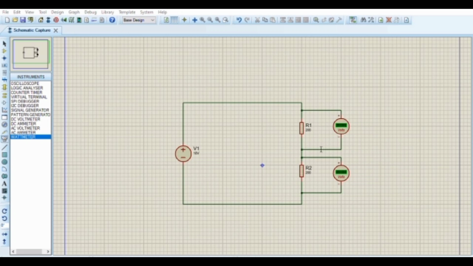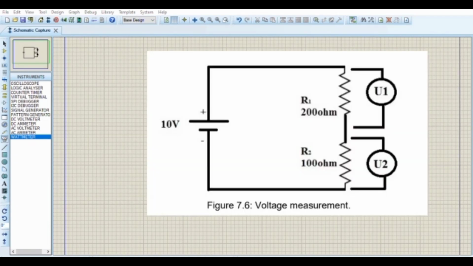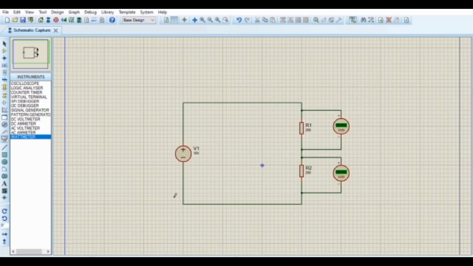I will present activity 3 for experiment 7, which is voltage simulation and calculation. Here is the diagram I need to draw in the practice. So this is the circuit where the voltage source is 10 volts. R1 is fixed at 200 ohms, and R2 has various values. So we start with 200. And this is the voltmeter to measure the U1 and U2 values.